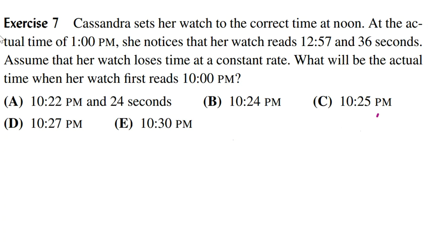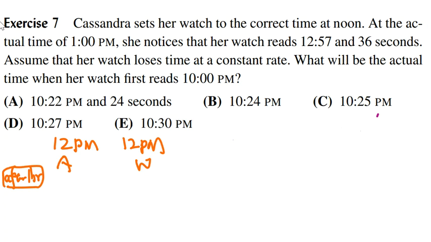I think we can write something like now 12 p.m. This is the actual time. This is her watch, right? And after 1 hour of extra time, we read 1 p.m. on the real watch, right? The perfect watch, and we read something like this on her watch.